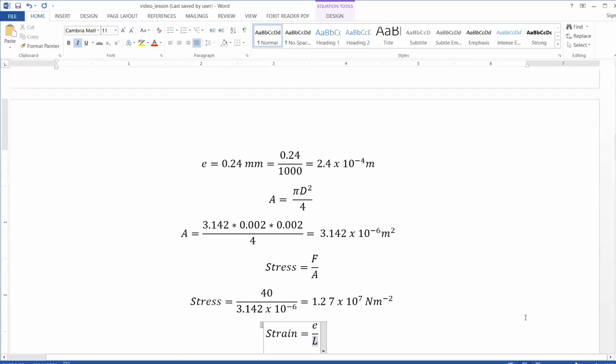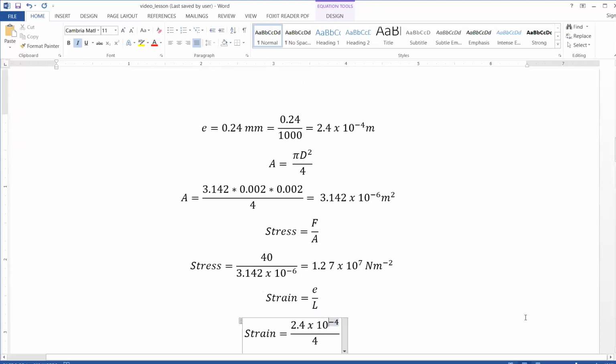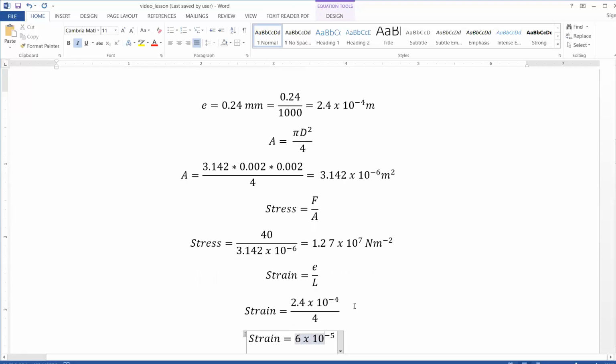Stress is force over area. And after getting your stress value, you now also look at your strain. Strain is extension over natural length. This is your strain value. Now you put the values for your extension and the original length, you evaluate that and you get your strain.